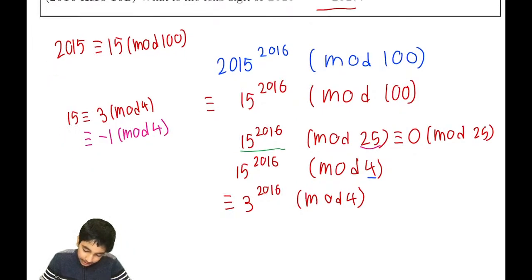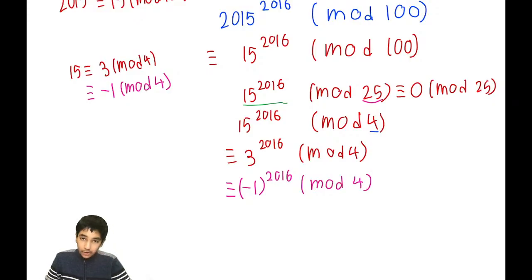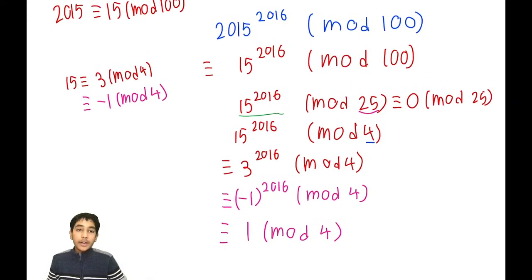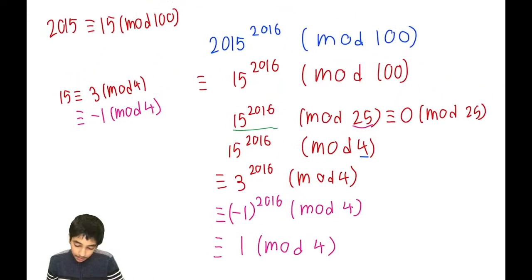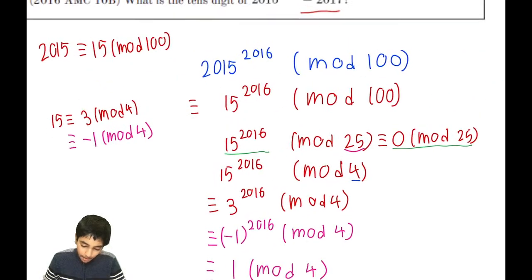So then, 3 to the power of 2016 is just going to be negative 1 to the power of 2016 mod 4, and negative 1 to the power of 2016 is congruent to 1 mod 4. Because negative 1 repeats in cycles: negative 1, 1. Negative 1 to the power of any even exponent is just 1. So now we know that our number is 1 mod 4 and 0 mod 25. Let me just box them. So now we can find a solution by the Chinese remainder theorem.